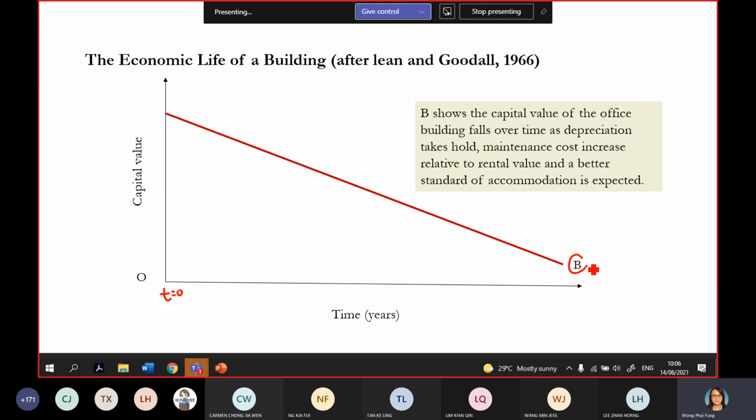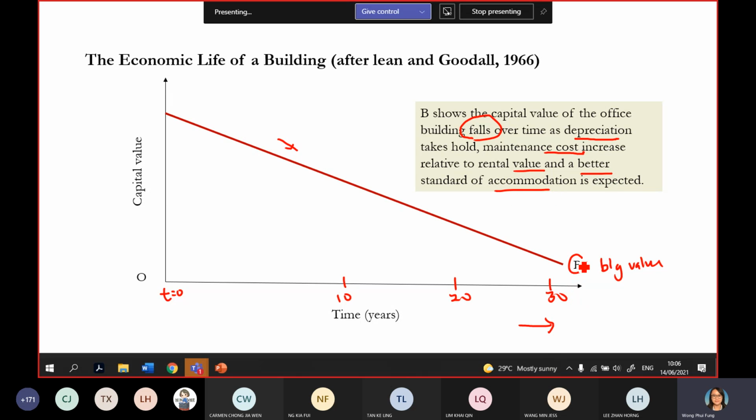Okay, B here means building value. So you can see 10 years, 20 years, 30 years. As time goes along, your building value starts to depreciate, starts to fall. B shows the capital value of the office building falling over time because depreciation takes hold, maintenance cost increases relative to rental value, and a better standard of accommodation is expected.